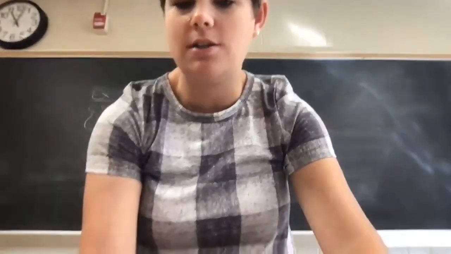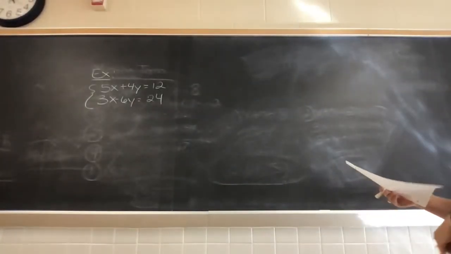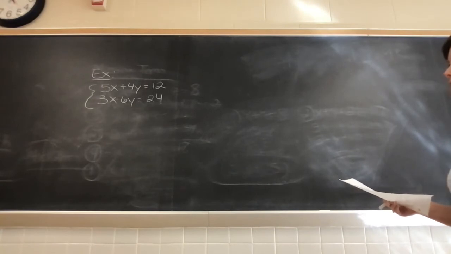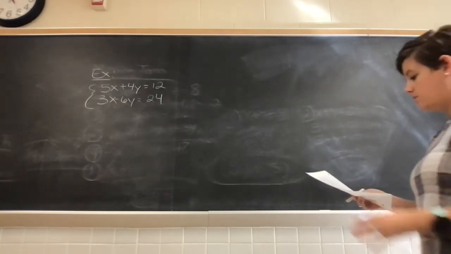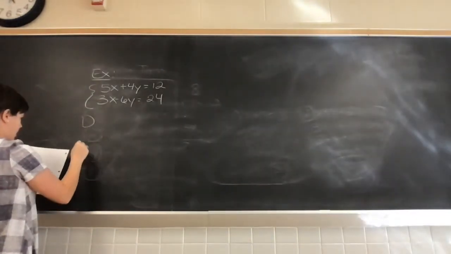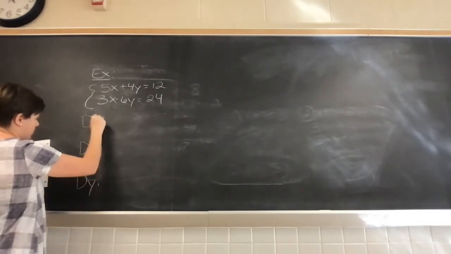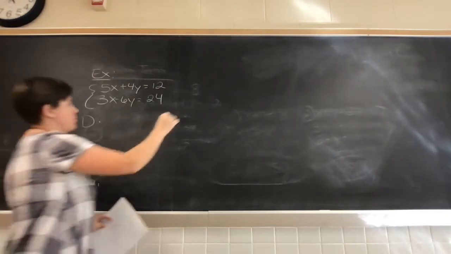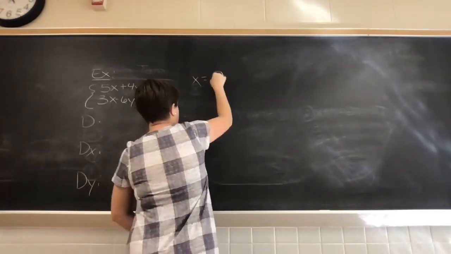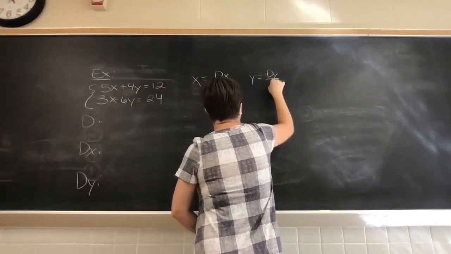Okay. We're going to do the same thing on this example. We're going to use Cramer's rule to solve the system of equations. So we have 5x plus 4y equals 12, and we have 3x minus 6y equals 24. So the things you're wanting to find are the d, the dx, and the dy. Because Cramer's rule says that x equals dx over d, and y equals dy over d.